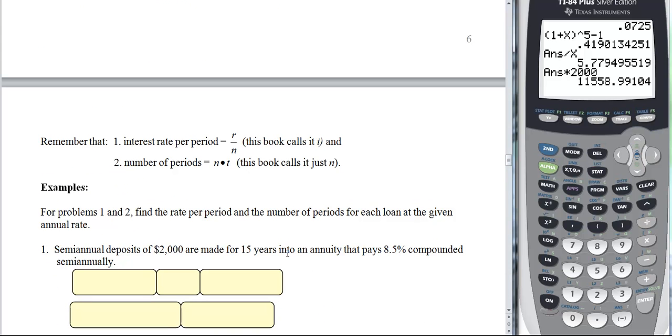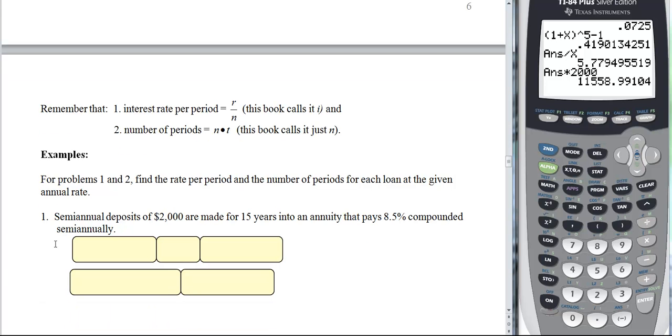For problems 1 and 2, find the rate per period, that's this one right here, and the number of periods for each loan at the given annual rate. So semi-annual deposits of $2,000 are made for 15 years into an annuity that pays 8.5% compounded semi-annually. So if I have to find my rate per period, there's my little formula. And I won't be asking you these on the test, but it's good practice because, again, you have to understand what your number of periods, the N value, is.